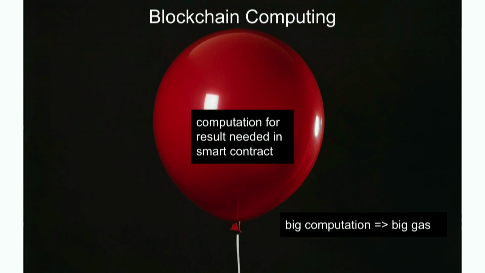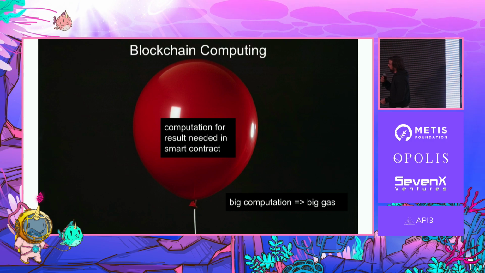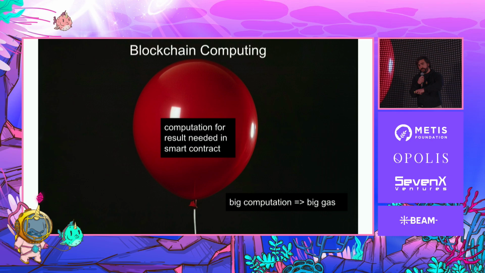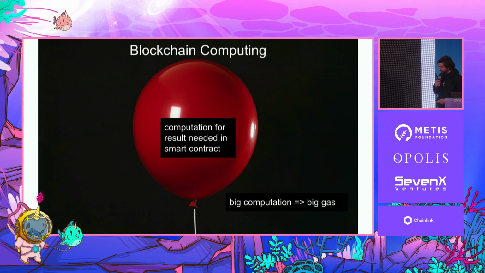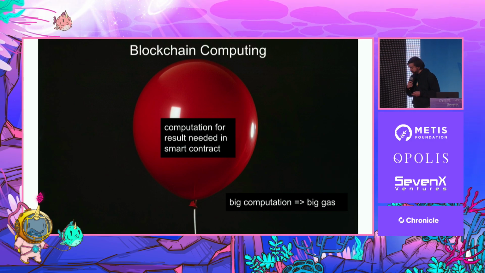To build some intuitive understanding of what a blockchain coprocessor is doing, let's assume that this balloon represents all of the computation that you need your smart contract to perform. You need some result from a big, heavy-duty computation. If you do all this computation in your smart contract, you're going to be spending a lot of gas. Big computations, big gas, very expensive, and you may not even be able to get it done.